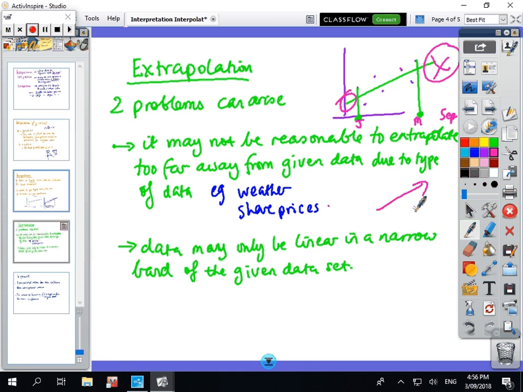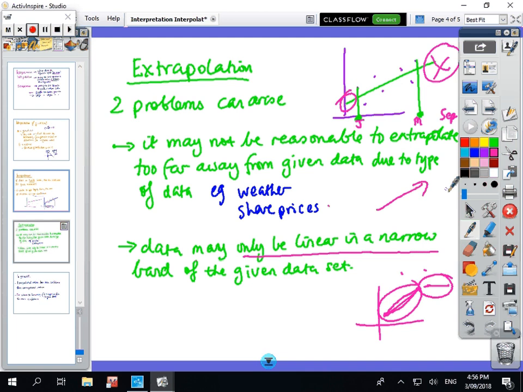And again, if the data is only linear in a narrow range, we don't know what's outside. There might be a trend there, and then after that it just plateaus out. If we don't know what's happening outside, it's very hard to say that the straight line is going to continue forever. Sometimes data can be linear in only a very small area. Okay, so copy that and come across.